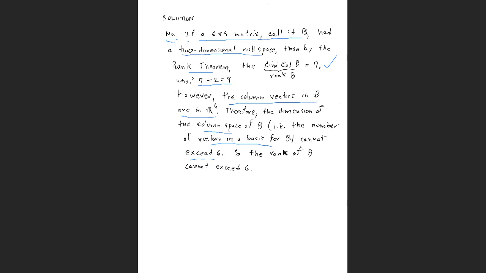I want to say this the right way. The column vectors of the matrix B all live in R6 space. Okay, they all live in R6 space. So the dimension of the column space of B cannot exceed 6. All right, are there any questions?